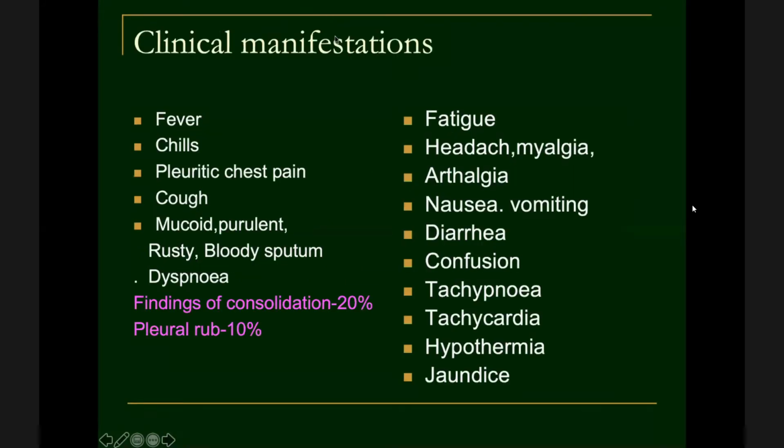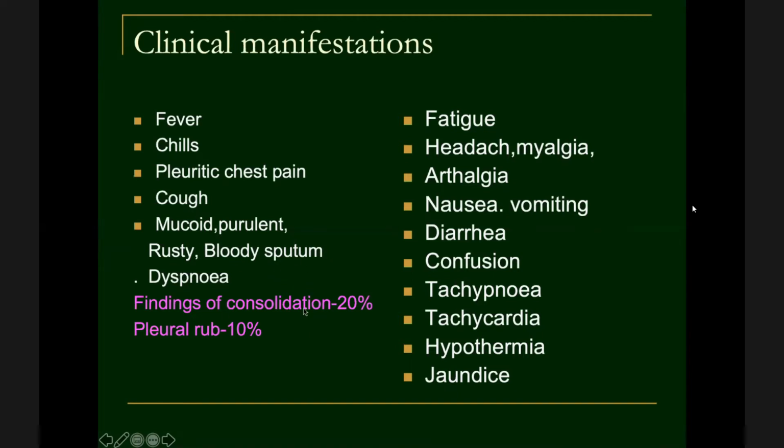So what are the clinical manifestations? The patient who presents with community-acquired pneumonia can have fever and chills. There's pleuritic chest pain. The patient will complain of cough, which is productive and purulent, and the classical one is rusty. Bloody sputum might be there, and the patient will have dyspnea.